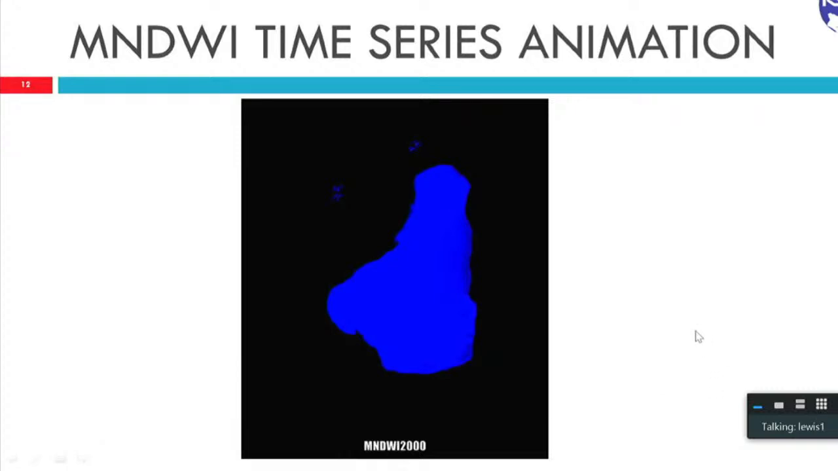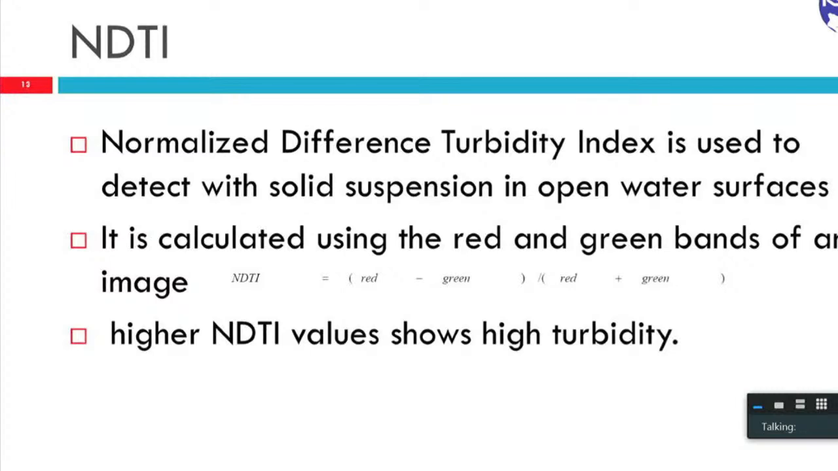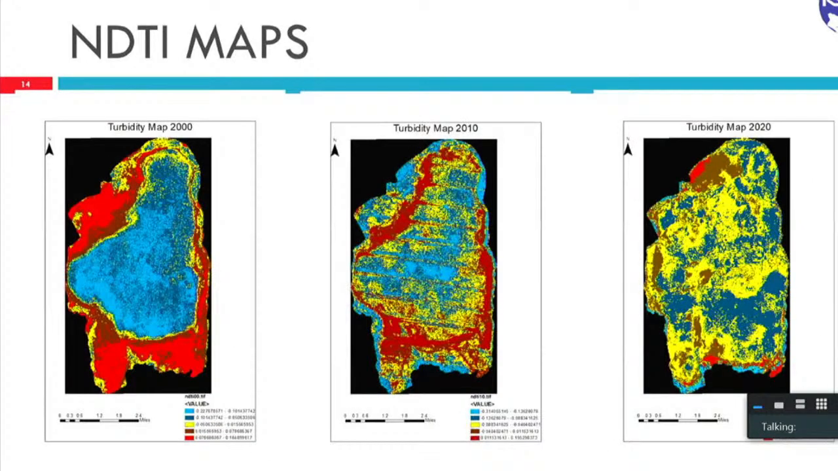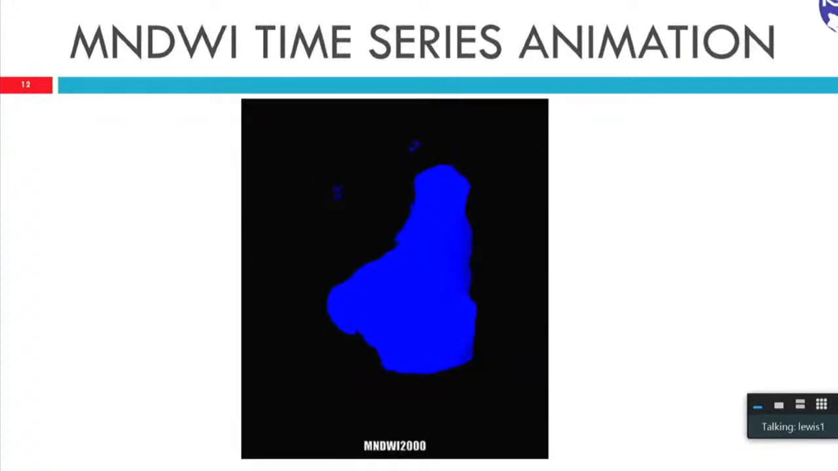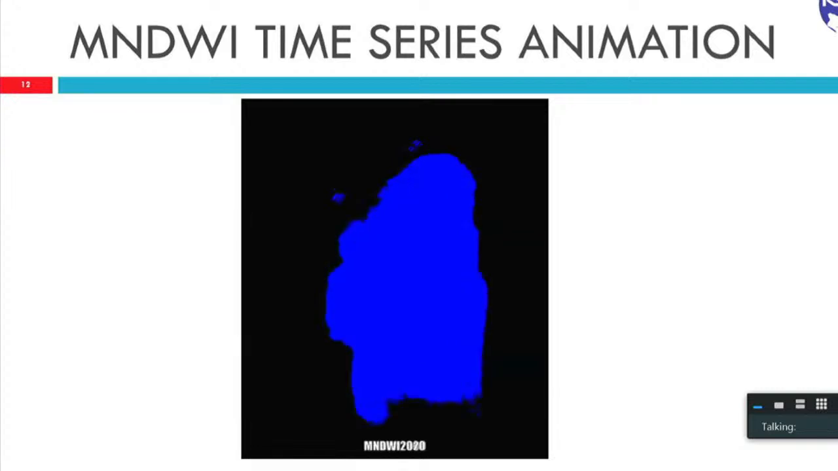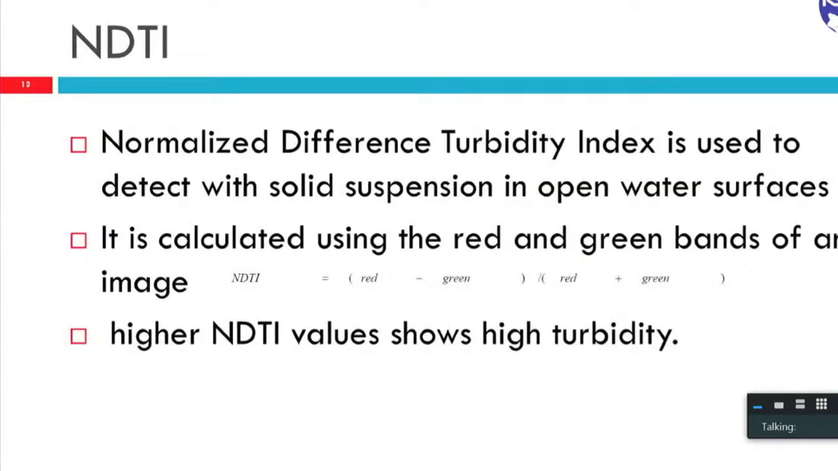So you can see how the change has been occurring in Lake Nakuru since 2000, using the 2000 map, 2010, and 2020. So I don't know whether it's playing. I hope it is. Yeah, you can see that is 2000, 2010, and 2020.